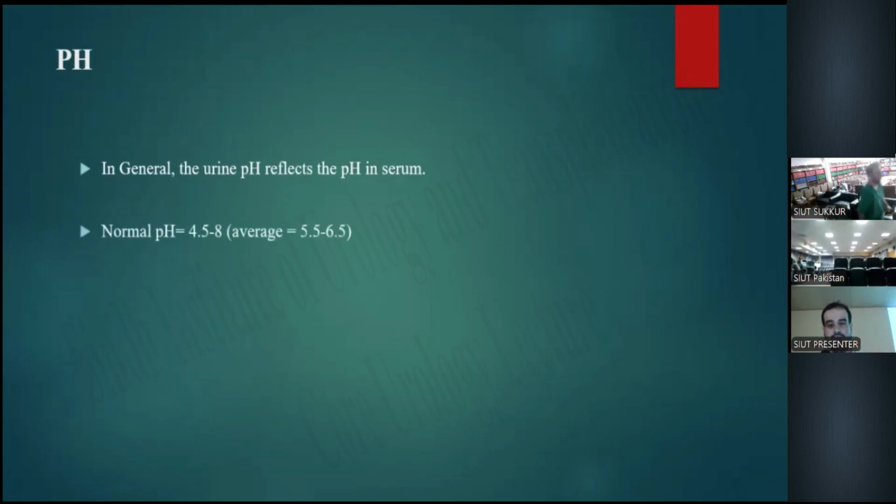pH is a very important indicator. In general, the urine pH reflects the pH in the serum. Normal pH is 4.5 to 8, and the average is 5.5 to 6.5.